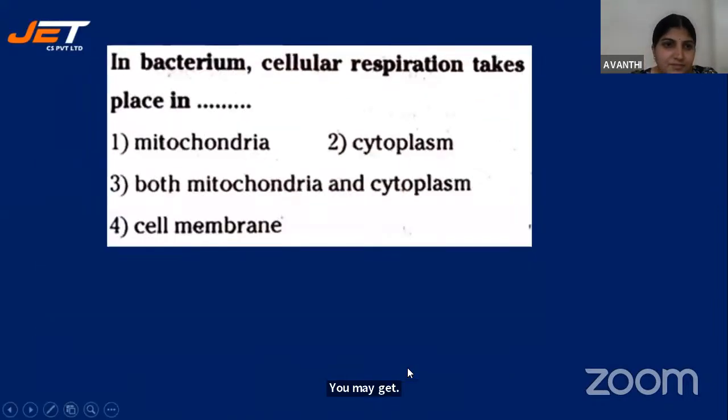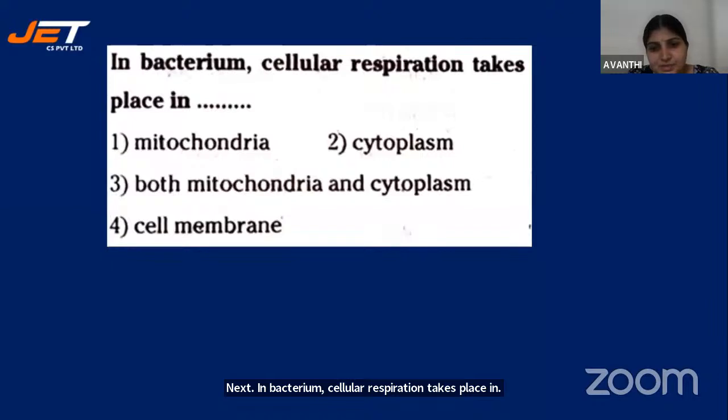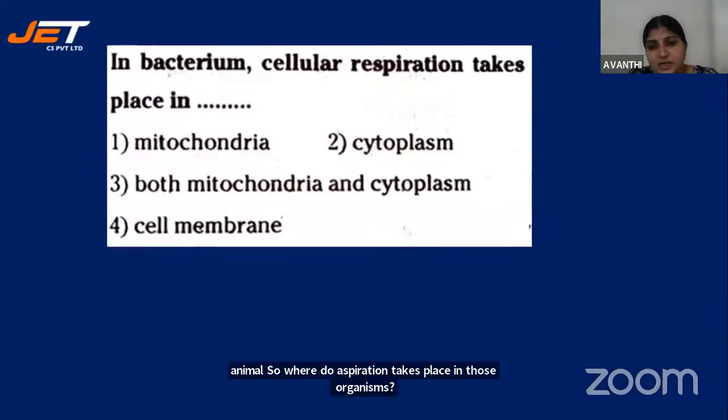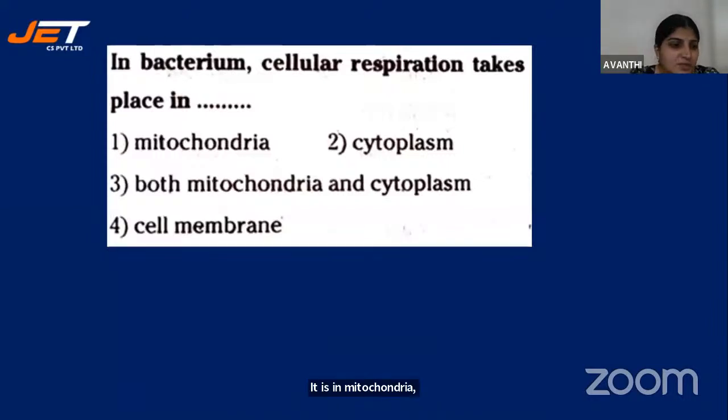Next. In bacterium, cellular respiration takes place in. See, bacteria is a prokaryote, so it does not have any cell organelles like plant or animal cells or eukaryotes. So where does respiration take place in those organisms? Mitochondria, cytoplasm, both mitochondria and cytoplasm, or cell membrane. So where does it take place?